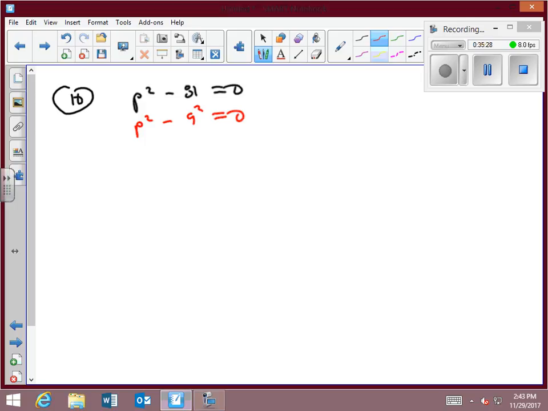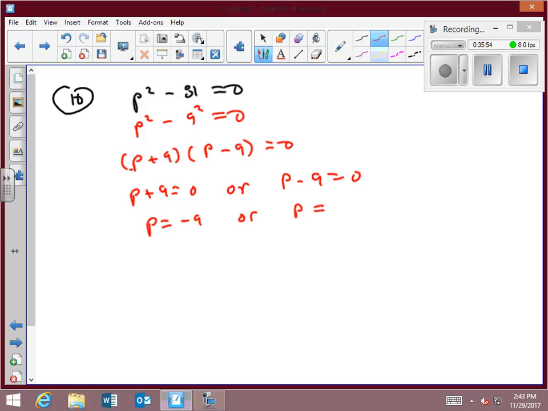Is it p plus 9 and p minus 9? p plus 9 times p minus 9, right? Equals 0. Now what do you do? Solve for 0. Okay, set each one of those factors equal to 0. So p equals minus 9, 9. So once you go here, you could actually say what? p equals plus or minus 9, couldn't you?